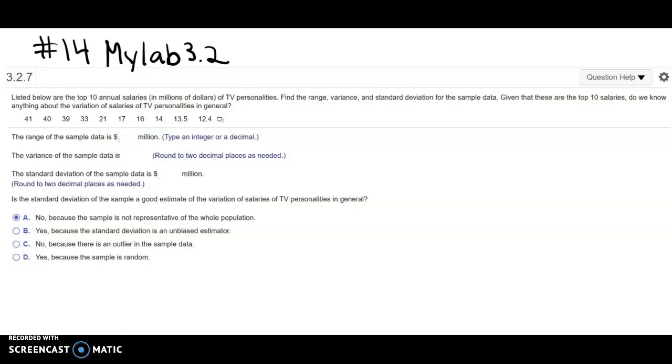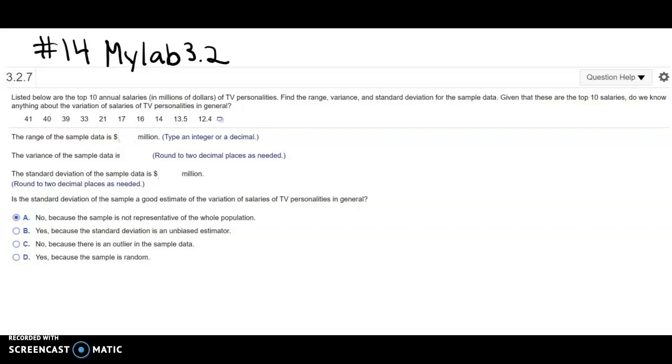Hello, in this video, I'm going to show you how to access your stored statistics in your calculator. I'm going to use question number 14 from MyLab 3.2, which is question label 3.2.7. Listed below are the top 10 annual salaries in millions of dollars for TV personalities. We're going to find the range, variance, and standard deviation of the sample data.